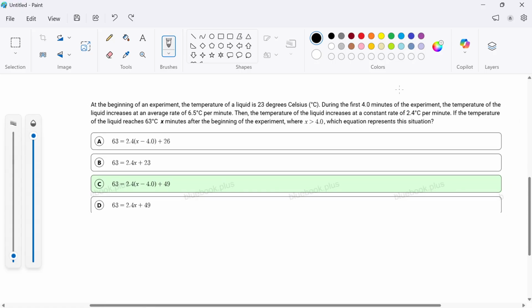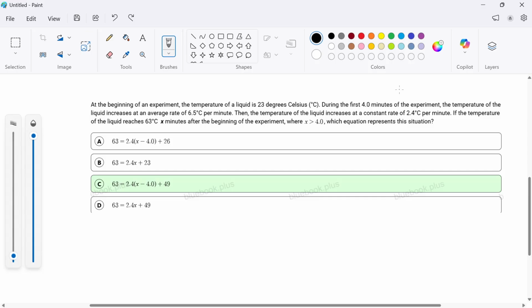At the beginning of an experiment, the temperature of a liquid is 23 degrees Celsius. During the first 4 minutes, the temperature of the liquid increases at an average rate of 6.5 degrees Celsius per minute. Then, the temperature of the liquid increases at a constant rate of 2.4 per minute. If the temperature of the liquid reaches 63 x minutes after the beginning of the experiment, where x is greater than 4, which equation represents the situation?